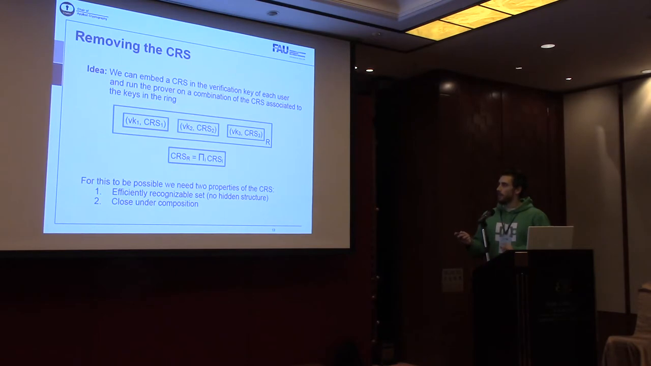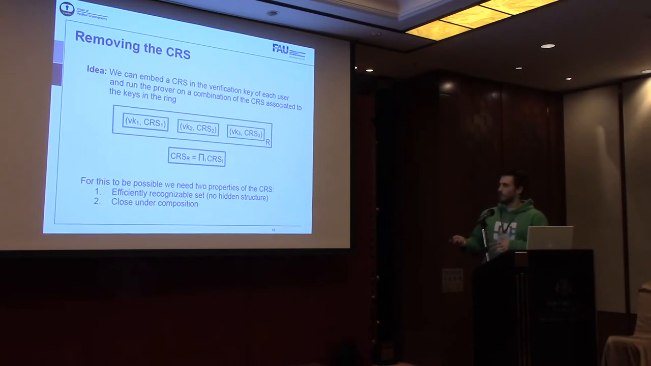We can embed the common reference string in the verification key of each user. And then, as long as the common reference string is nice enough, we can combine it in a certain way. So if we assume that the common reference string is a group element, then we can just apply the group operation and obtain a common reference string which is specific for the ring. Let me reiterate. Every verification key is now composed of the verification key and the common reference string. And in order to define a common reference string for a certain ring, I take a multiplicative notation, a very sloppy notation, but you understand. I just combine all the common reference strings together.